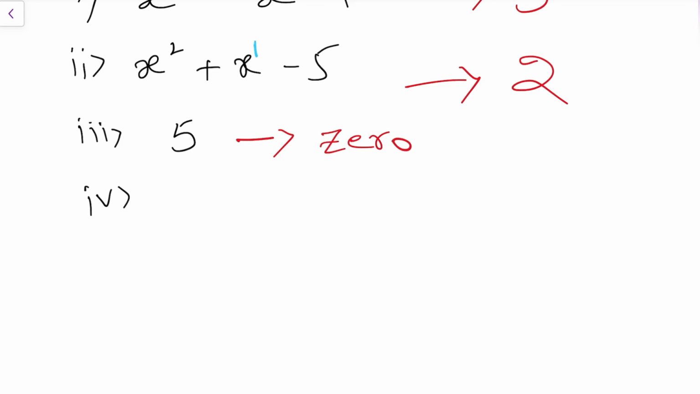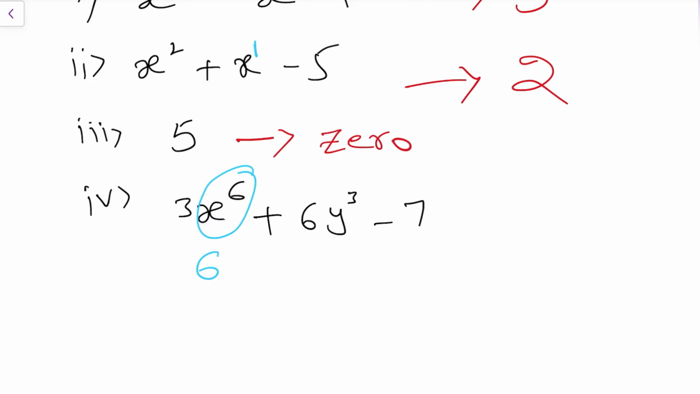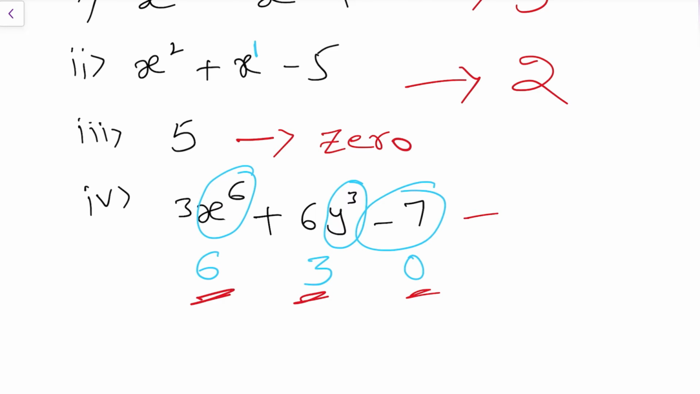Next, fourth question. 3 into x power 6 plus 6 into y power 3 minus 7. For the first term, x power is 6, so the degree of the first term is 6. In the second term y power is 3, so the degree of the second term is 3, and the third term is constant, so the constant degree is always 0. Now out of all these three numbers 6, 3 and 0, the bigger is 6, so 6 is the degree of the total polynomial.